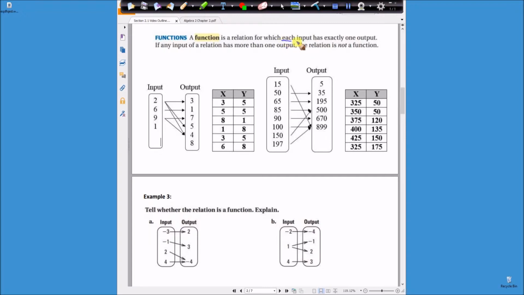So you just remember this. Each input has exactly one output. Otherwise, it's not a function. More than one output, it's not a function. So I'll give you a quick little overview of what that means.